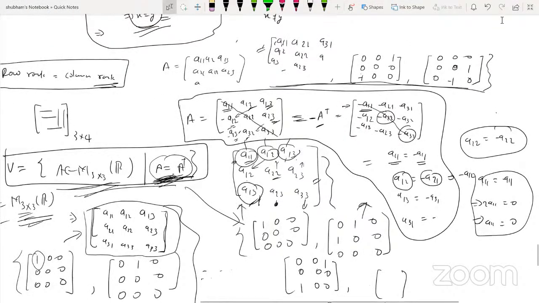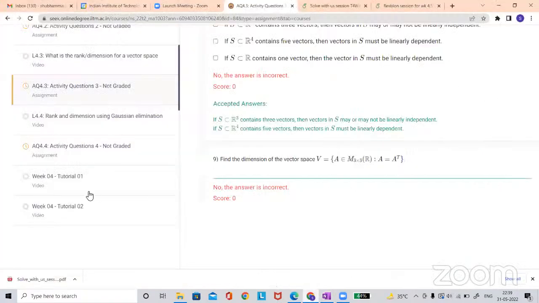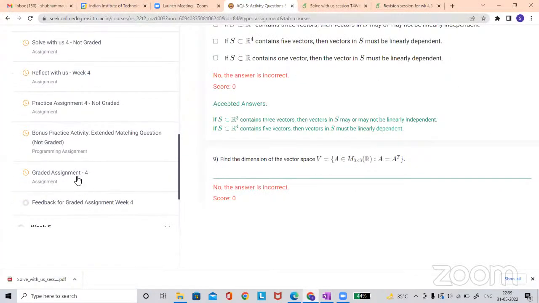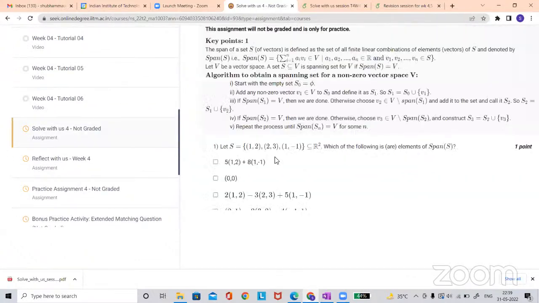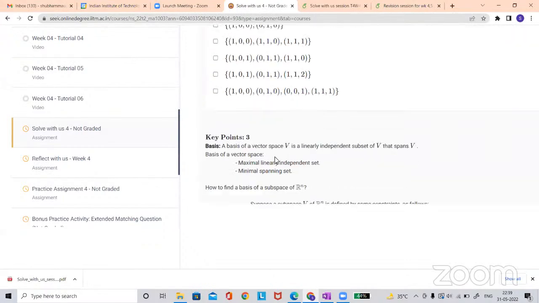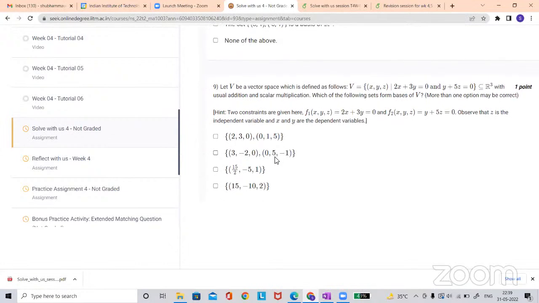I have a question. Maybe it will be easy if we solve it with this not graded question 9. It is not just about solving the 9th problem itself, but there is clearly a definition of a vector space as x, y, z such that 2x plus 3y is equal to 0 and y plus 5z is equal to 0. If only one of the equations is given, can we really solve this?